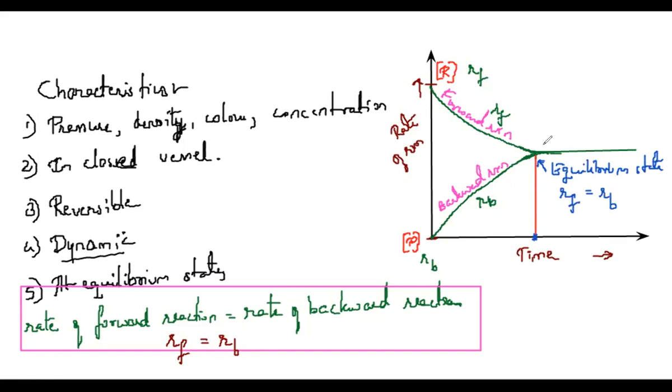And see, both the reactions are occurring with the same speed. It is going on with the same speed. It has not stopped here. Did I say it stops here? No, it is occurring with the same speed from this particular point. Therefore, we say equilibrium is dynamic in nature.